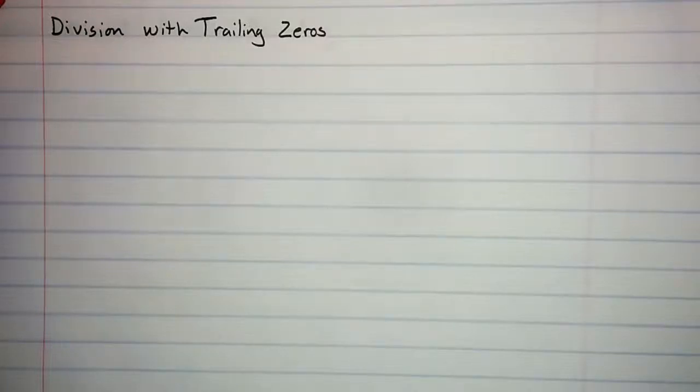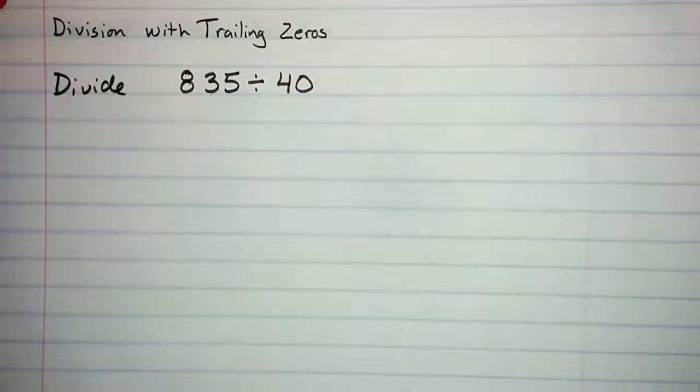The move that we just made to be able to easily divide decimals could also be made the other way around to make certain types of whole number division easier. Let's suppose, for example, that we wanted to divide 835 by 40.